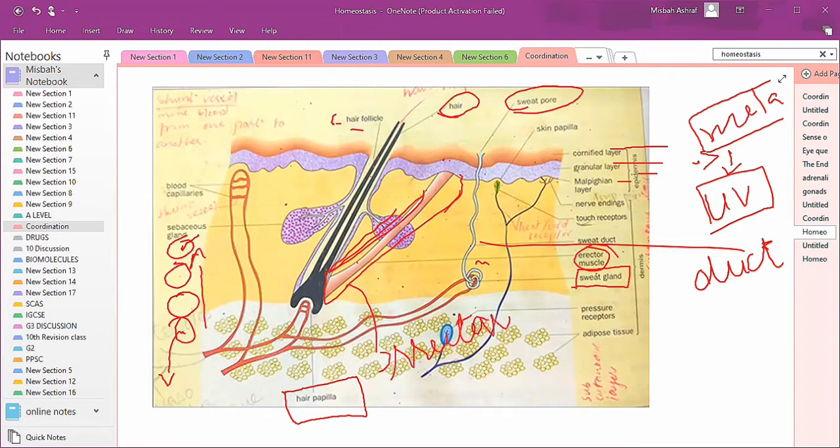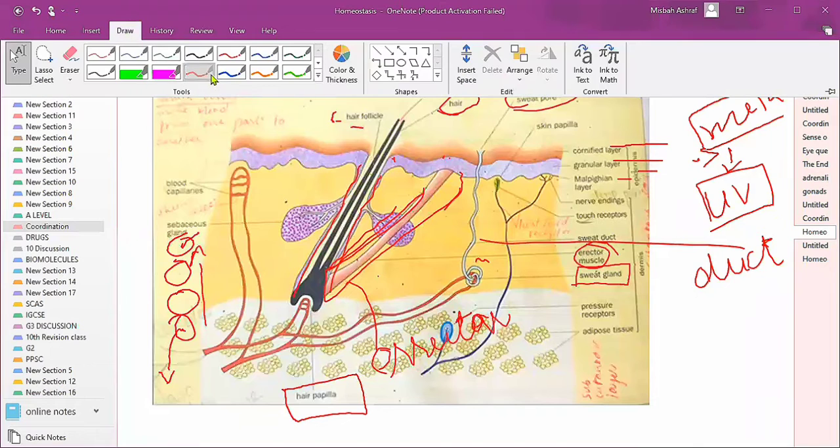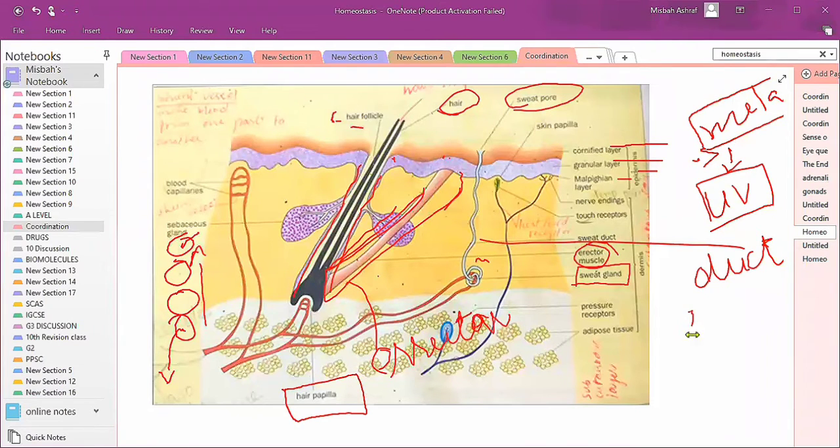Now, what is the function of the erector muscle? The erector muscle contracts and it straightens or opens this hair, so that the hair will become erect or straight. When this erector muscle contracts, the hair will become straight. The hair follicle will be like this, and the hair will become straight or erected, in the erect position.